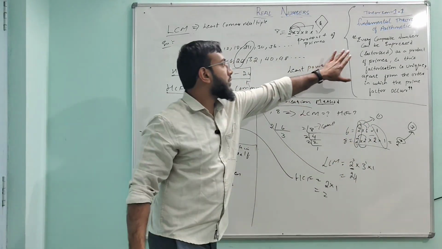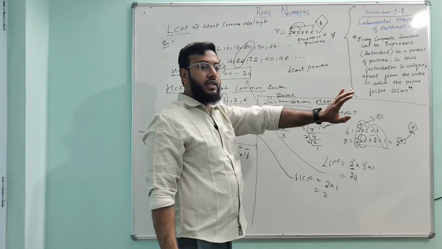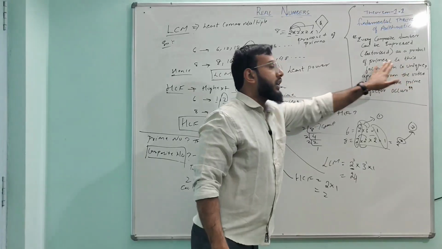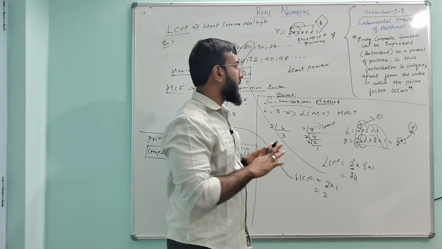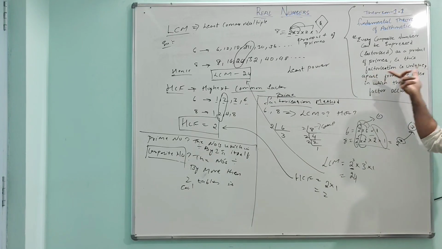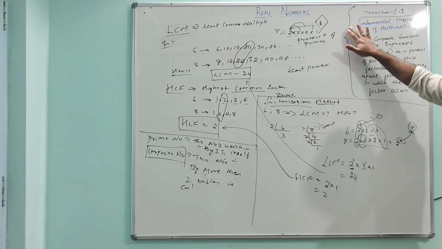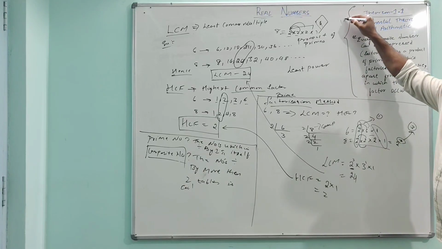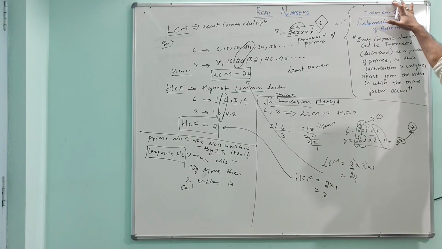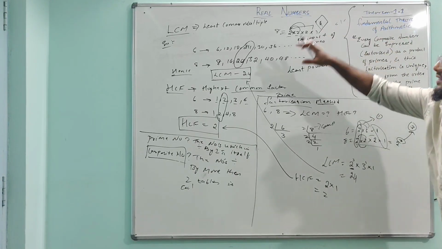Okay, finally repeat with me once. Every composite number can be expressed or factorized as a product of primes, and this factorization is unique apart from the order in which the prime factors occur. This might be asked for 1 mark in the exam paper. It would be better if you revise it by seeing your textbook. Hope this introduction is clear.